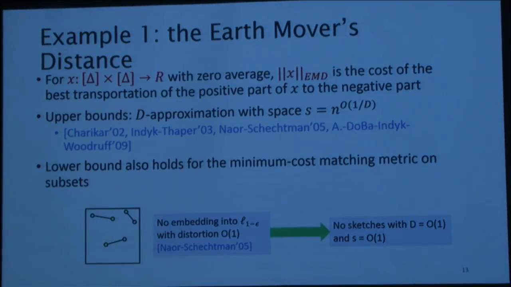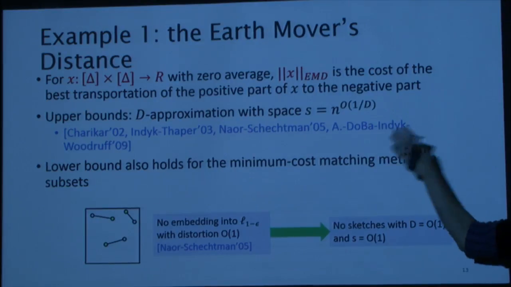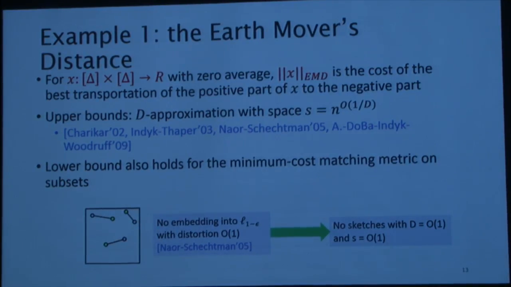And this connects back to the minimum cost matching metric, the EMD as defined in computer science. This is a slightly different notion. The lower bound is proven for the EMD norm, but this connects back to the EMD distance as we know it in computer science. So don't worry about it.